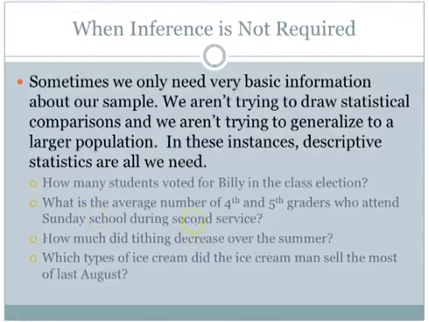The average number of 4th and 5th graders to attend Sunday school during second service. Again, we're just describing. How much did tithing decrease during the summer? We're just describing. We're interested in those particular months. What types of ice cream did the ice cream man sell the most of last August? Again, these are specific instances we care about that group at that time. We're not trying to make inferences about any other groups.